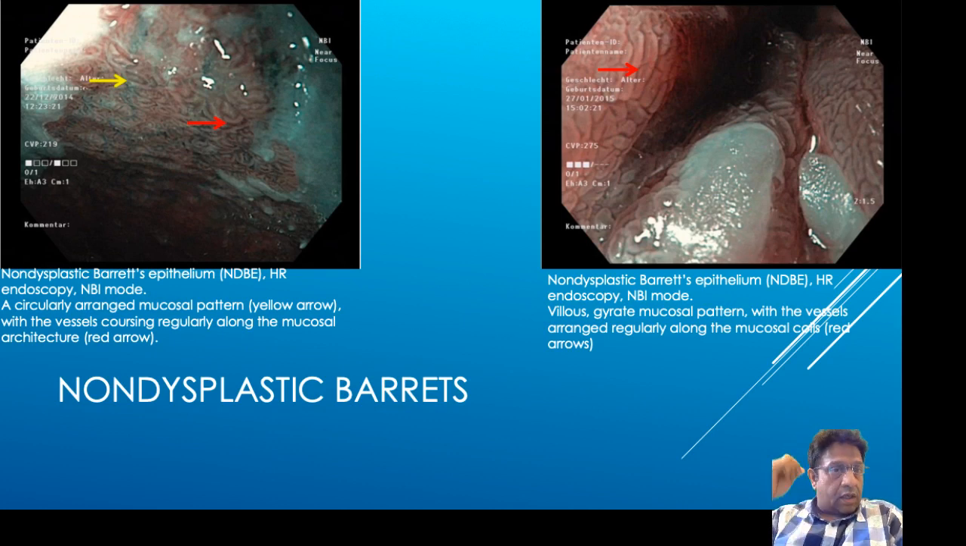This is an endoscopic image using NBI, which is on Olympus, and this shows non-dysplastic Barrett's epithelium. There are circularly arranged mucosal patterns indicated by the yellow arrow, with vessels coursing regularly along the mucosal architecture, and that's the red arrow. Another example on the right of the screen, non-dysplastic Barrett's, villus gyrate mucosal pattern with vessels arranged regularly along the mucosal coil, and that is identified by the red arrow.